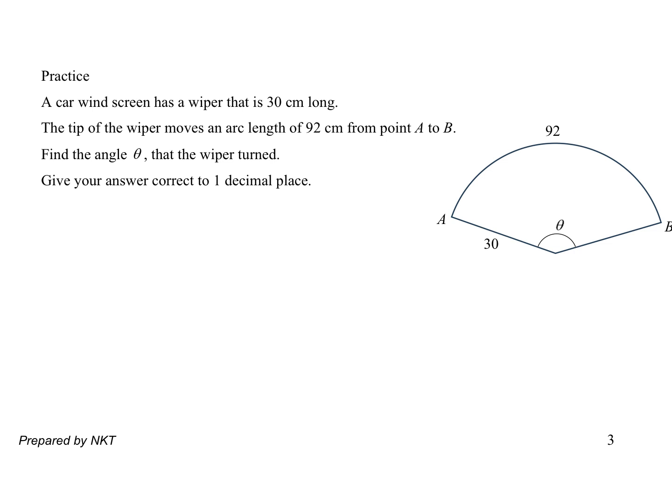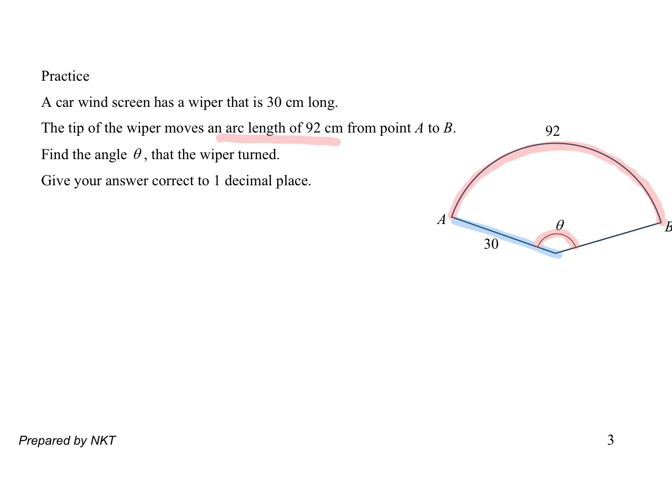Now let's take a look at one last example for this worksheet. A car windscreen has a wiper that is 30 cm long. So the hand of the wiper is 30 cm long over here. The tip of the wiper actually moves an arc length of 92 cm, from point A to point B. So it swipes across and this is the arc length. Find the angle that the wiper has turned. So you need to find this corresponding angle.